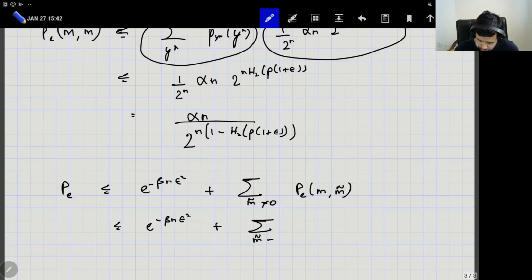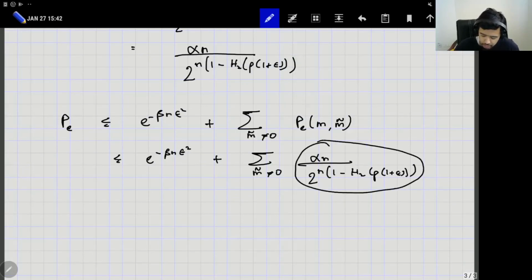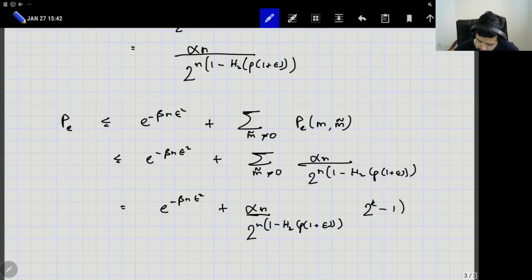Now this, as we've seen, is e to the minus beta n epsilon square plus the sum over all m tilde not equal to 0 of alpha n divided by 2 to the n times 1 minus the binary entropy of P times 1 plus epsilon. Correct? Now all of these terms don't depend on m tilde, so I can just take them outside. So this is e to the minus beta n epsilon square plus alpha n divided by 2 to the n times 1 minus the binary entropy of P times 1 plus epsilon, times the number of possible m tildes. There are 2 to the k minus 1 of them, right?